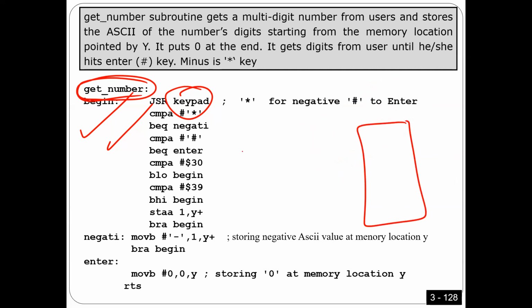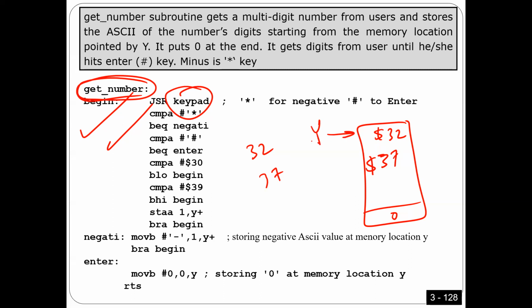For example, the user gives me 32, so I'm going to store 32. Gives me 37, so I'm going to store 37 in ASCII. It's not in number, in ASCII. So whatever I get from the user in ASCII, I'm going to store it in an array, and in the very end, when you hit enter, I'm going to put 0. Is that okay? And what is the location of this array? It's pointed to by Y.